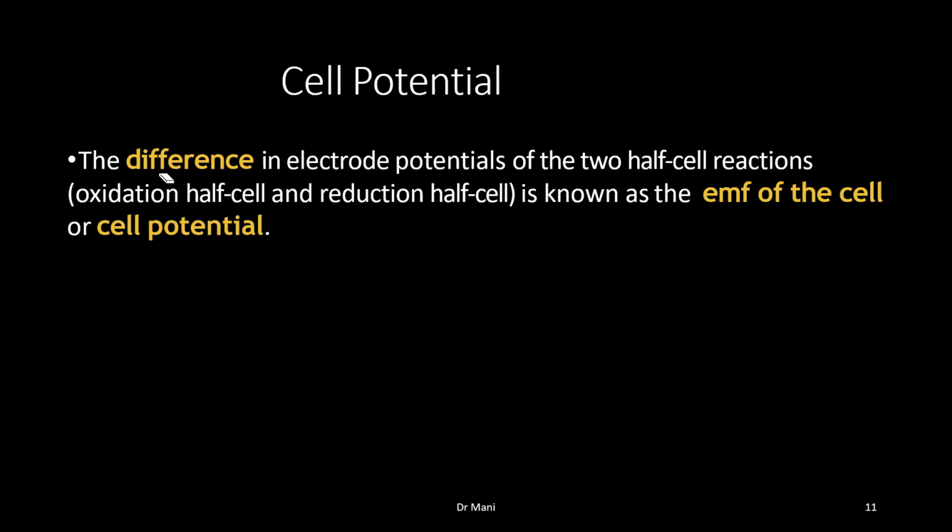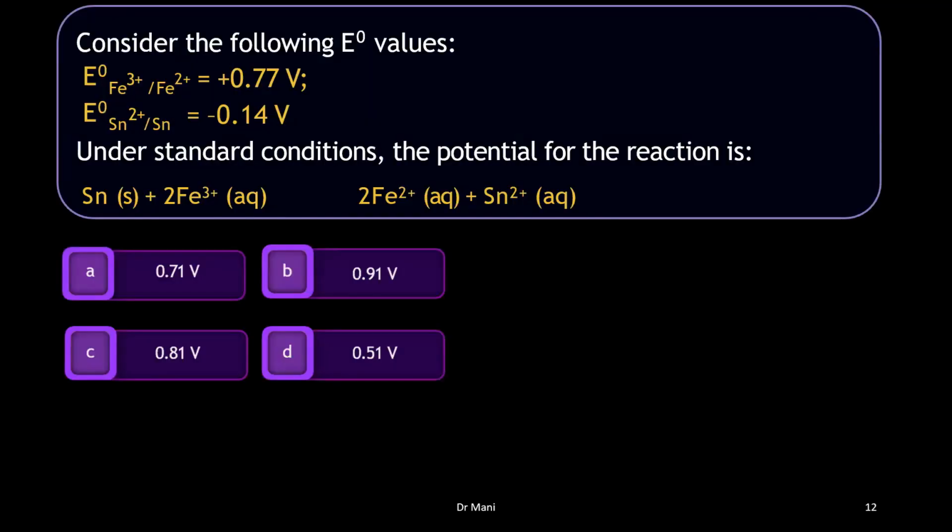So here, the difference in electrode potential of the two half cell reactions, that is the oxidation half cell and the reduction half cell, is known as the EMF of the cell, or you can say the cell potential. Clear? So tell me, how do you calculate this?